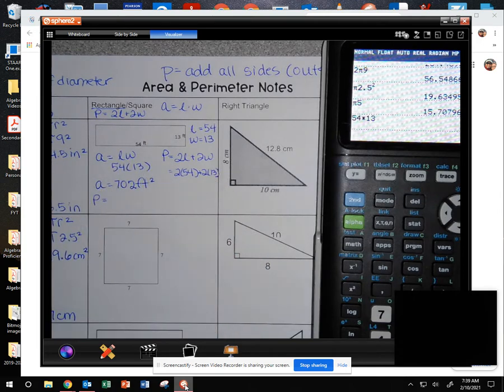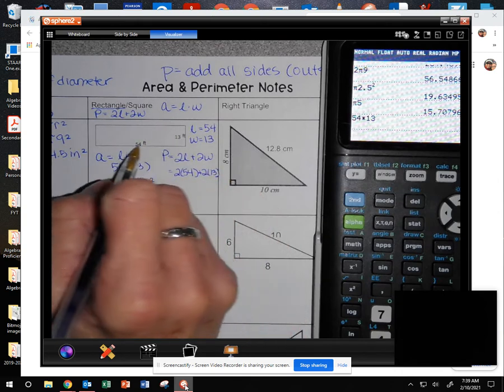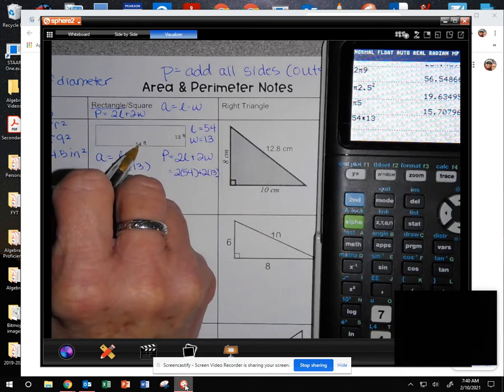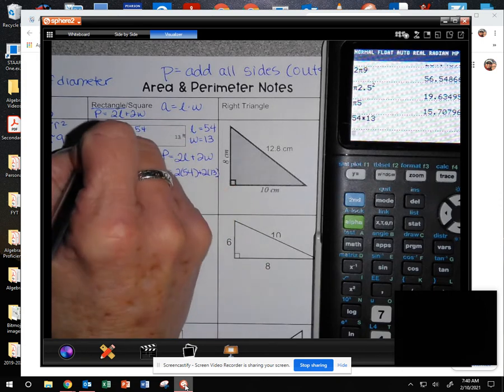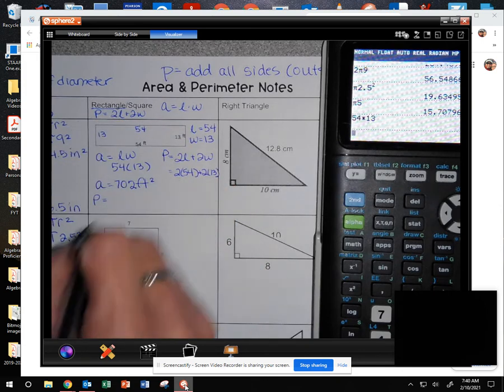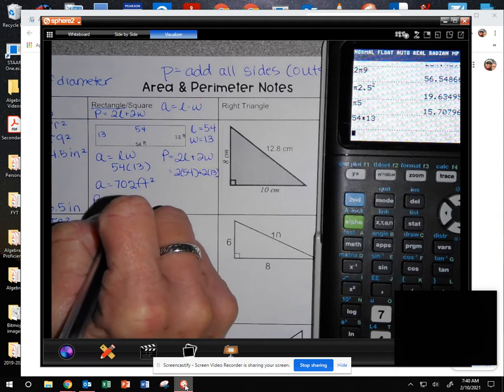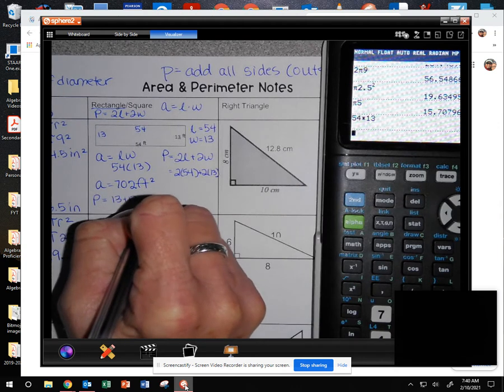Notice on a rectangle we have 4 sides. I only have 2 numbers. So that means if this is 54, this is 54. If this is 13, this is 13. And then we would just add all of these sides.